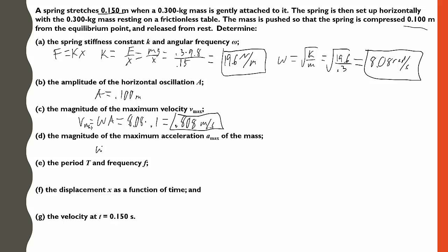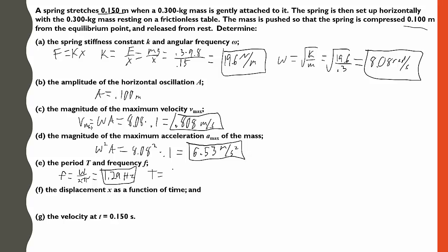Maximum acceleration, omega squared A, 8.08 squared times 0.1, and that comes out to be 6.53 meters per second squared. Cruising right through all this stuff. Period and frequency, it's easier to find the frequency first because it's omega over 2 pi, and that works out to be, let's see, 1.29 hertz. Once you have the frequency, you can find the period by taking the inverse of that. It comes out to be 0.777 seconds.